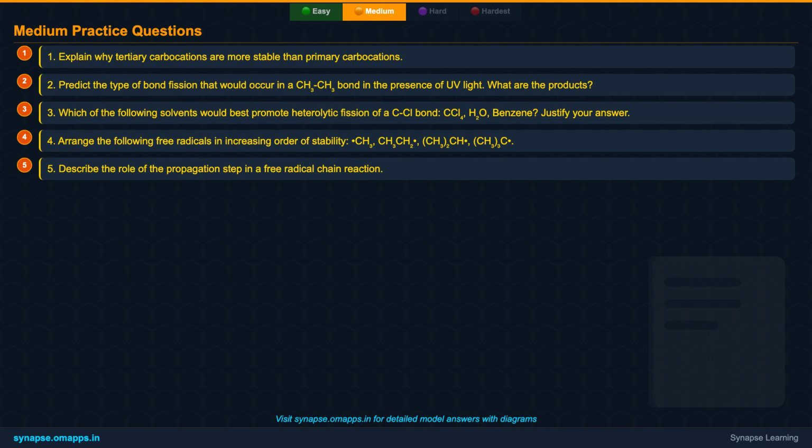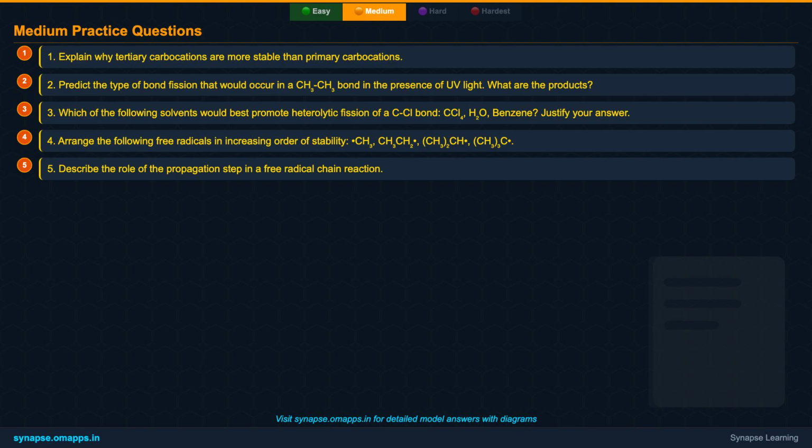Q2. Predict the type of bond fission that would occur in a CH-CH bond in the presence of UV light. What are the products? Q3. Which of the following solvents would best promote heterolytic fission of a C-Cl bond: CCl4, H2O, benzene?